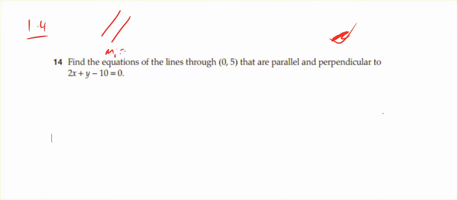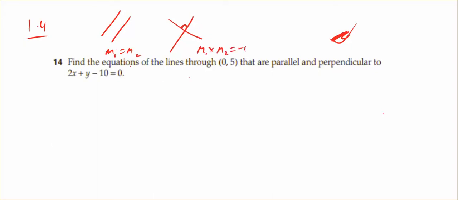So m1 equals m2. And perpendicular lines are lines which form a cross when they meet and intersect at 90 degrees. So m1 times m2 equals -1.